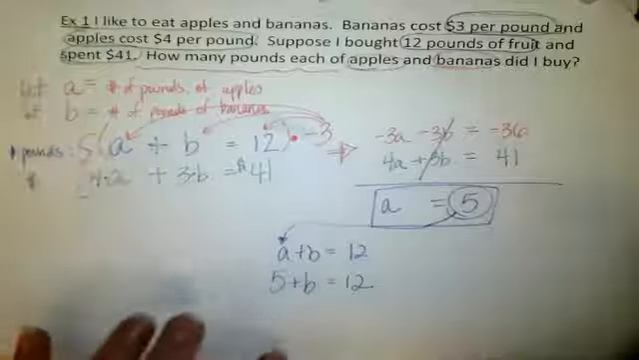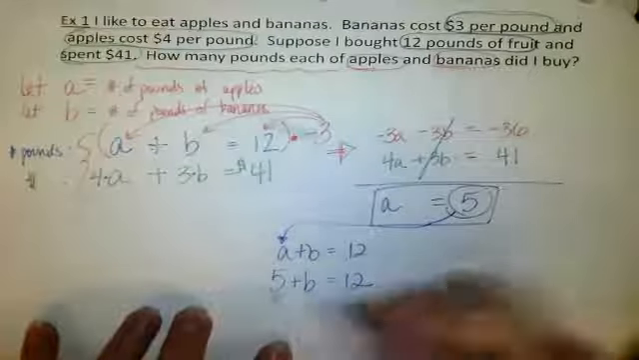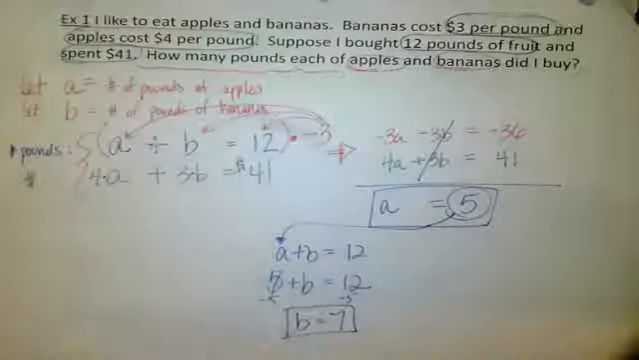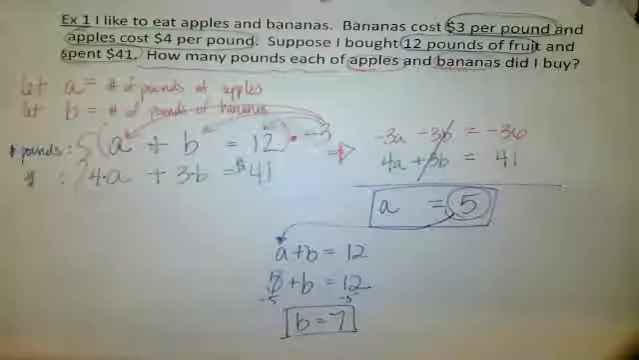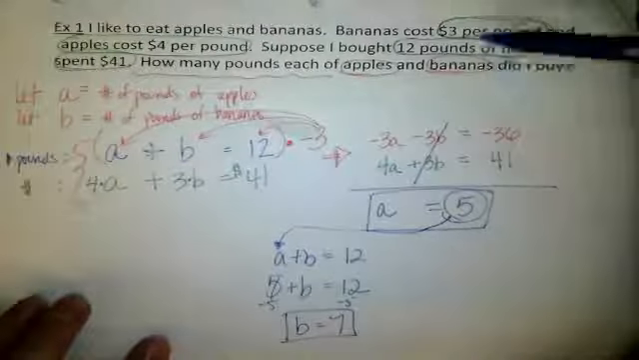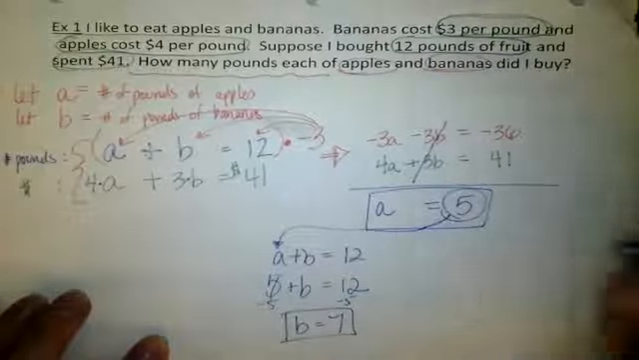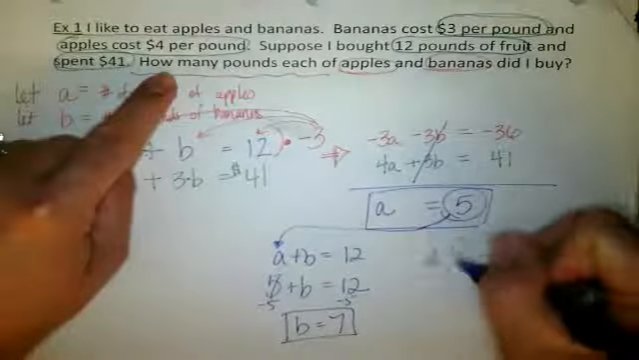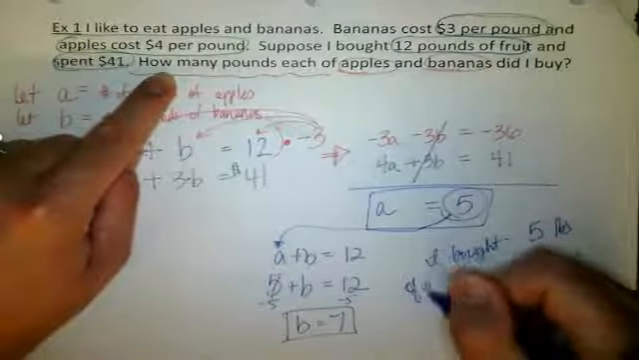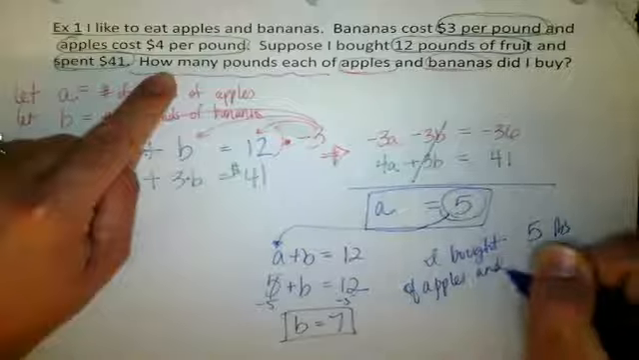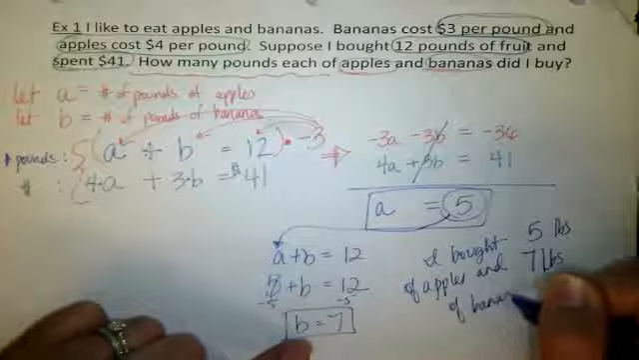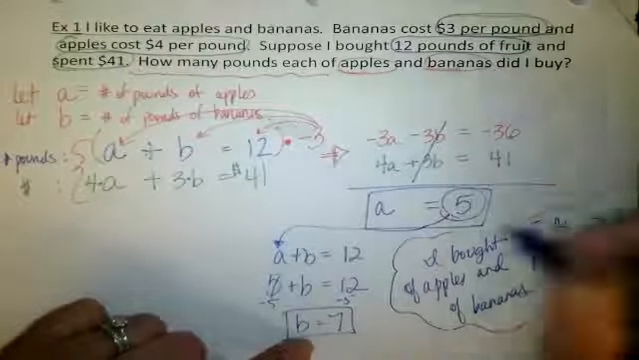And then what? Subtract the 5. So B equals 7. Okay. In math, we like to follow the status quo. When you have a word problem like this, it starts with words, so that means our problem should end with words. So I'm going to answer the question. I bought 5 pounds of apples and 7 pounds of bananas. And that is the answer to the system.